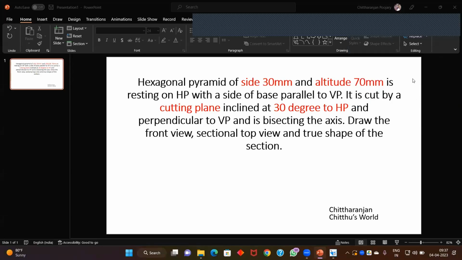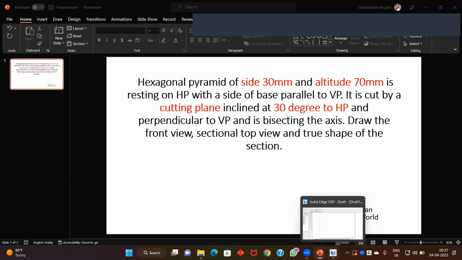Good morning, everyone. Today we are making a hexagonal pyramid of side 30 mm and altitude 70 mm resting on HP with a side of base parallel to VP. It is cut by a cutting plane inclined at 30 degrees to HP and perpendicular to VP and is bisecting the axis. Draw the front view, sectional top view and true shape of the section. So this is the question of today's drawing.